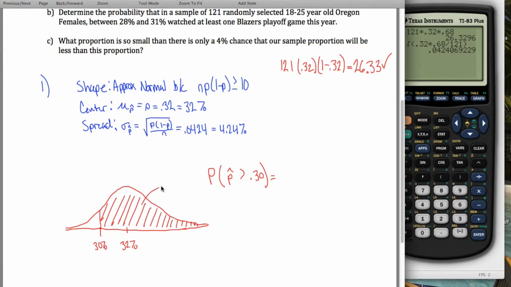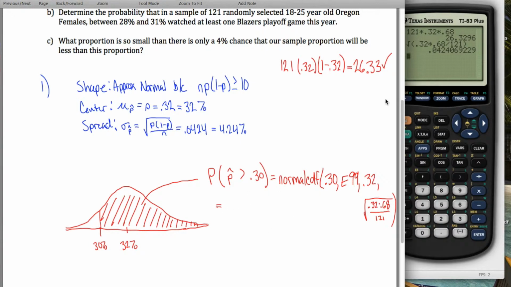So this area is the probability that p hat is greater than 0.30, and we can get that on our calculator by using the Normalcdf function. When you use Normalcdf, you have to give it a lower bound, which in this case is 0.30, an upper bound, which we don't have, so we'll use E99 as my upper bound, a mean of 32%, and a standard deviation, which I'll just write, which is the square root of 0.32 times 0.68 divided by 121.